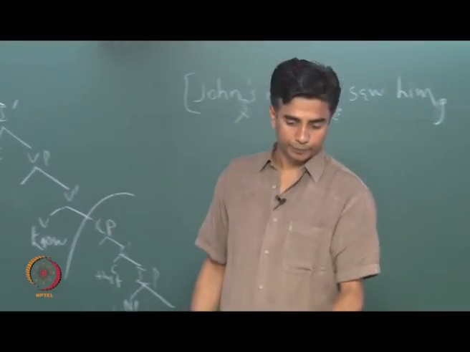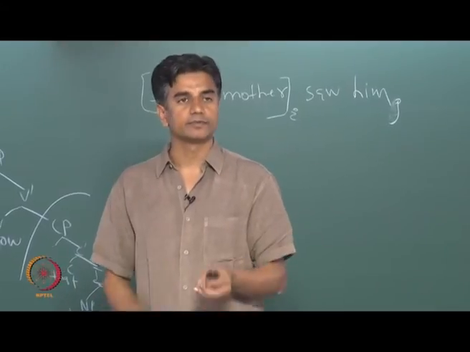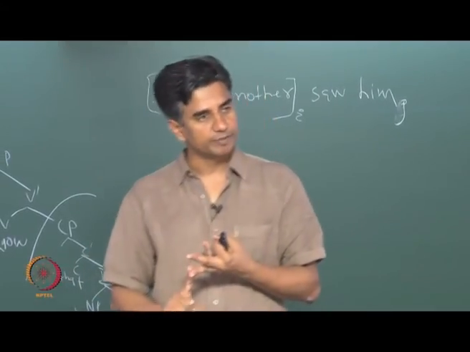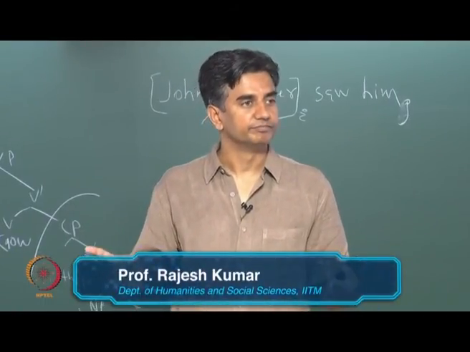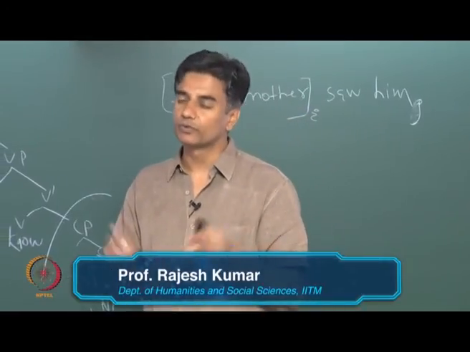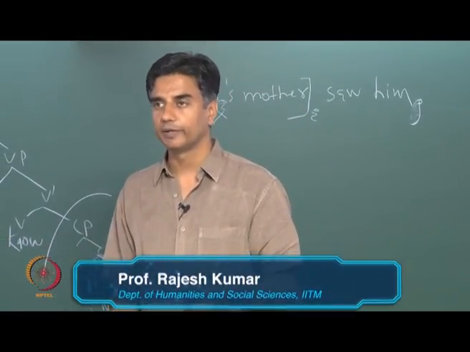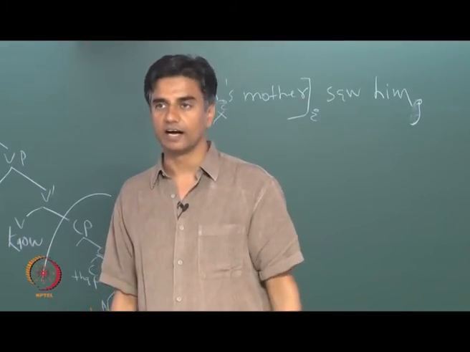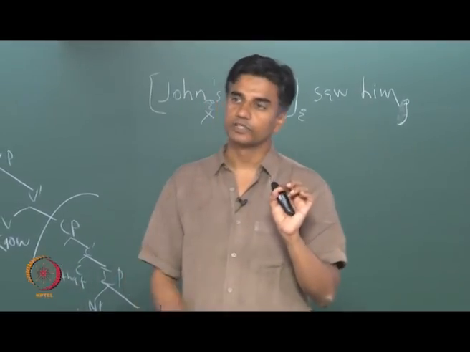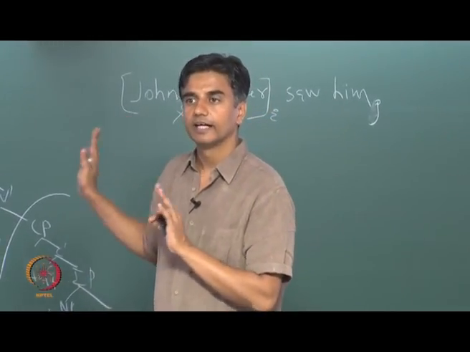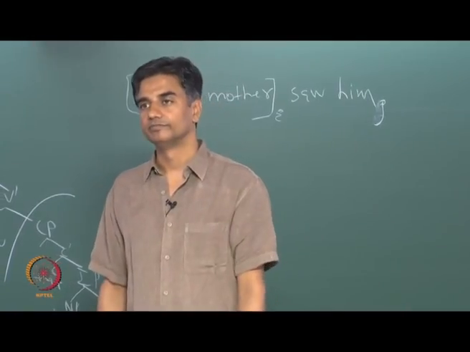So, our expressions must be free everywhere, anaphor must be bound, and pronouns must be free in the binding domain. Okay, could be bound, that is, could be co-indexed with something outside the binding domain, but within the binding domain it must be free. These are the three principles of binding theory in which we need to understand binding domain and what we mean by being bound, with the notion of IP, X bar and C command. That's all. Okay.